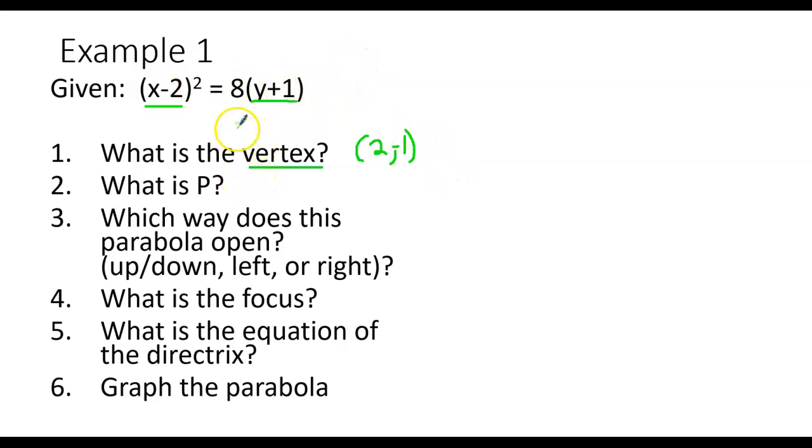Okay. Now the p-value is hidden here. I'll do this in a different color. The p-value is hidden in here. That's where the 4p is at, right? And so 4p equals 8. If you divide both sides, put a little division symbol there, you end up with p equals 2.